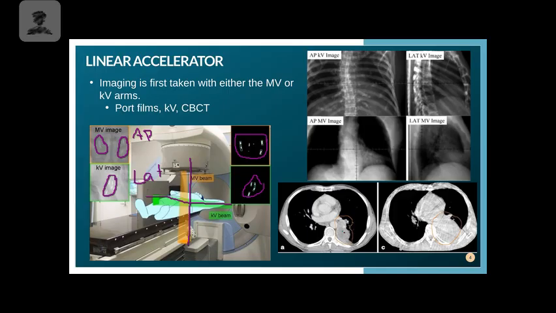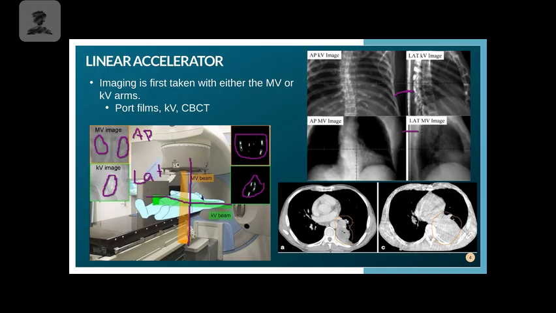Up here, if we are looking at a spine or a lung patient, based on where it's centered, I'm assuming it's a spine patient. When we're imaging with these, we have an AP KV image and a lat KV image. These ones look very similar to what x-rays would. It's just not quite the quality that we would expect from diagnostic imaging. And then underneath that we have an AP MV image and a lateral MV image.